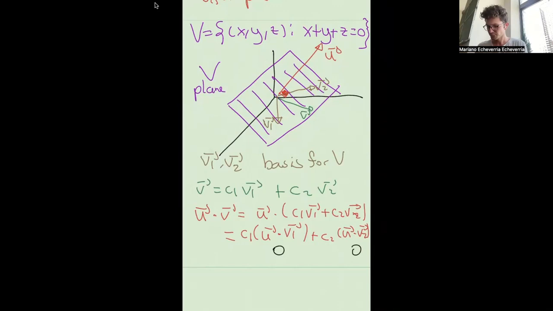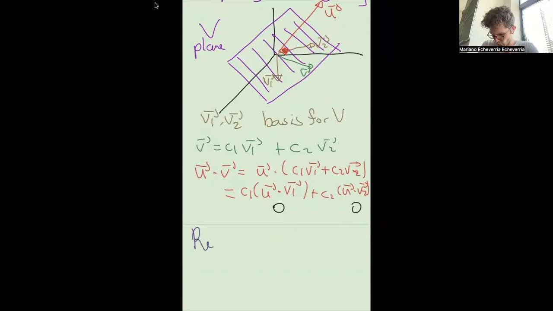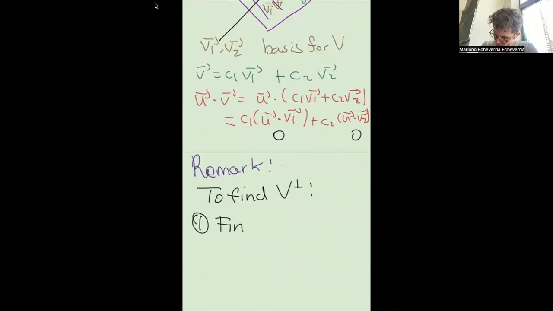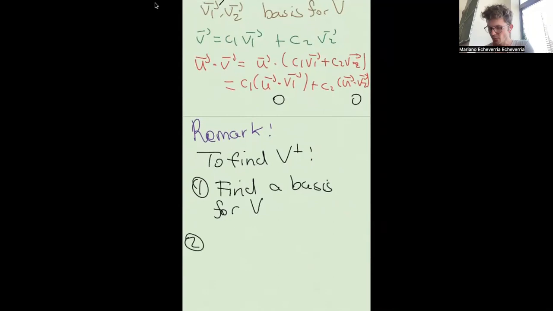So let me write that down explicitly, the remark. To find V perp, you find a basis for V. And then you find V perp by asking U to be perpendicular to every vector of the basis.